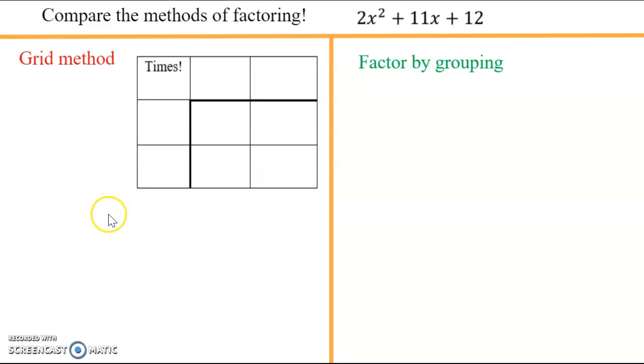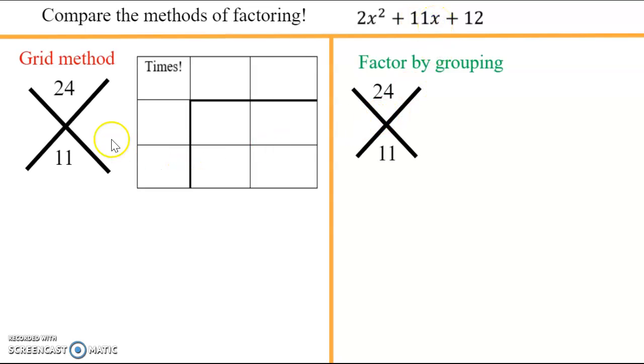Now let's just quickly compare the method for factoring. So we've done the area model or the grid method or the factor by grouping. If I have 2x squared plus 11x plus 12, for both problems, we need to do the diamond. Okay, and how do we set up the diamond? We multiply the first number with the last number. That's 2 times 12 is 24.